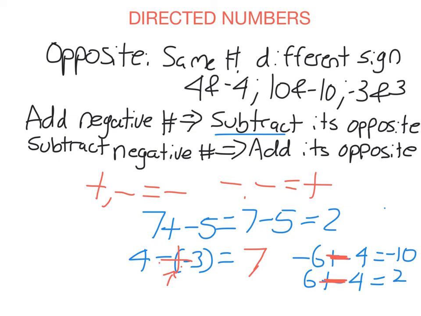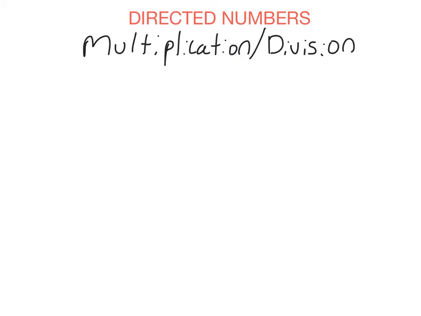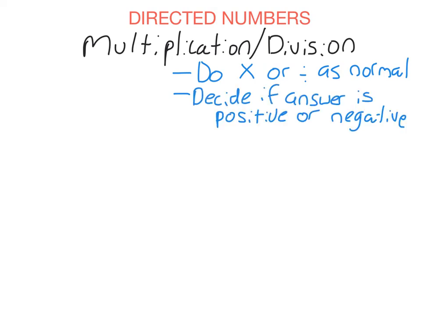Okay, now we're going to look at multiplying and dividing very quickly. So please copy down these examples if you need. Multiplying and dividing is probably a lot easier. When you're dealing with negative numbers, you do the multiplication or division as normal first. Then you decide whether your answer will be positive or negative, and you do that according to the following rule.